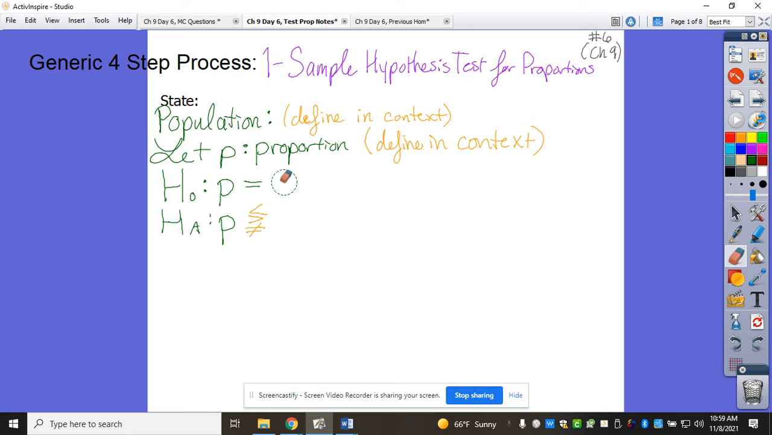P naught, P null. I don't care if you want to write this as P naught and show that that's a number, or just write number there, but we reference P naught within this 4-step that we didn't have to reference with mu. That's just the P that is used in the claim, like the P that is used in the null hypothesis.